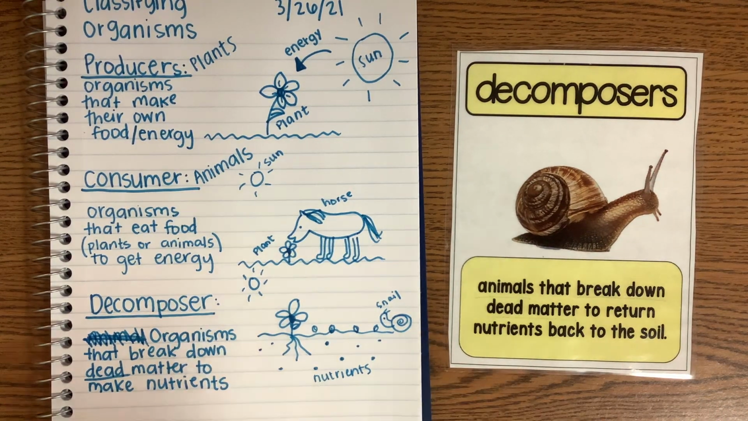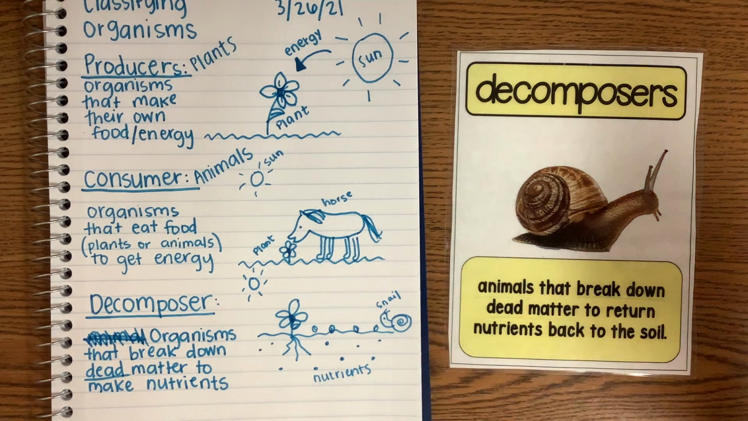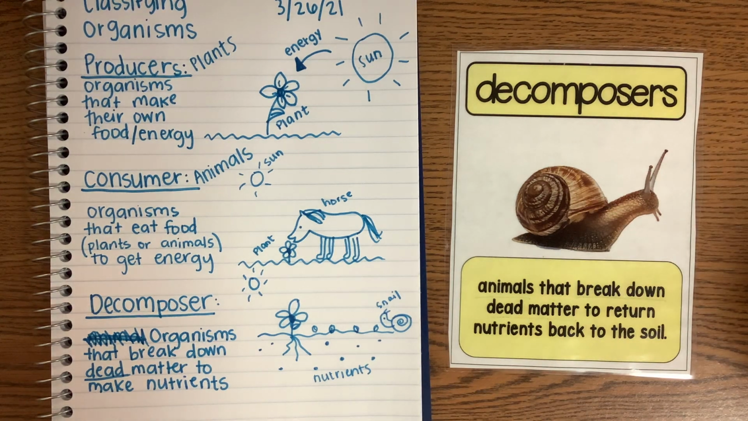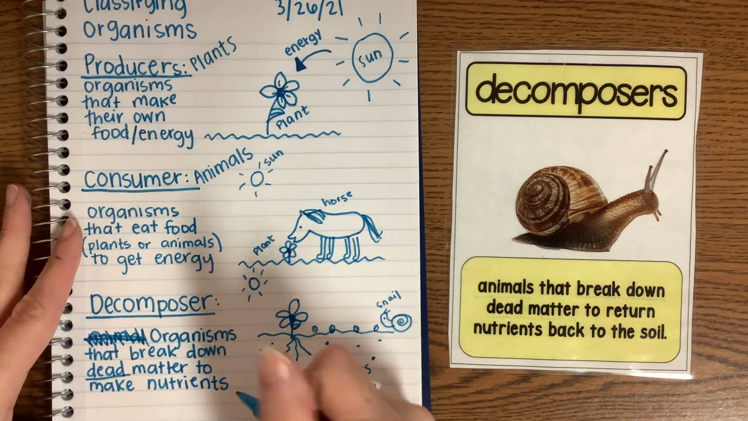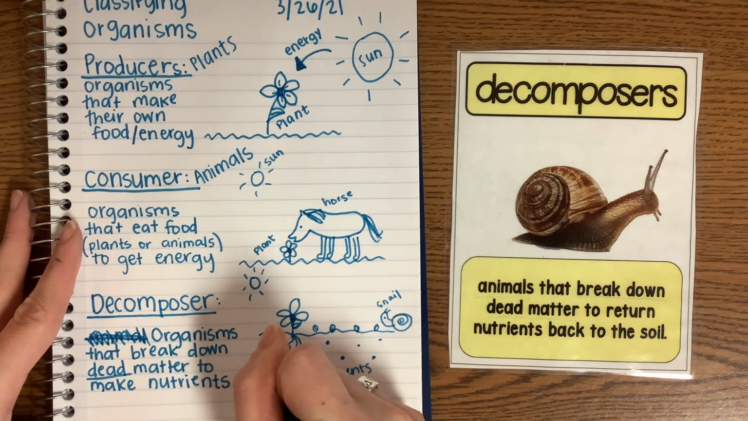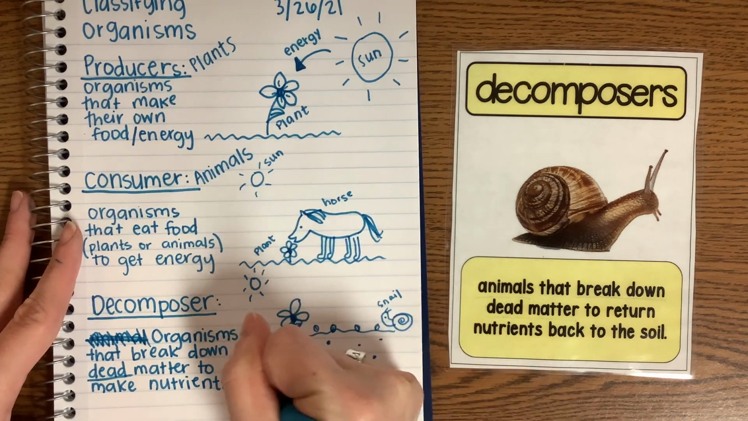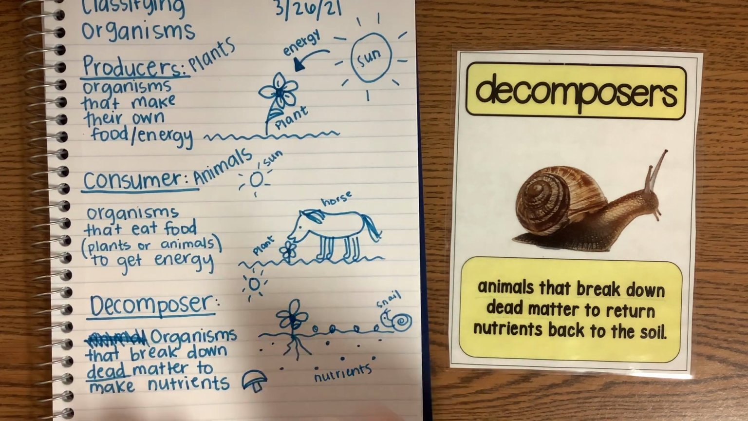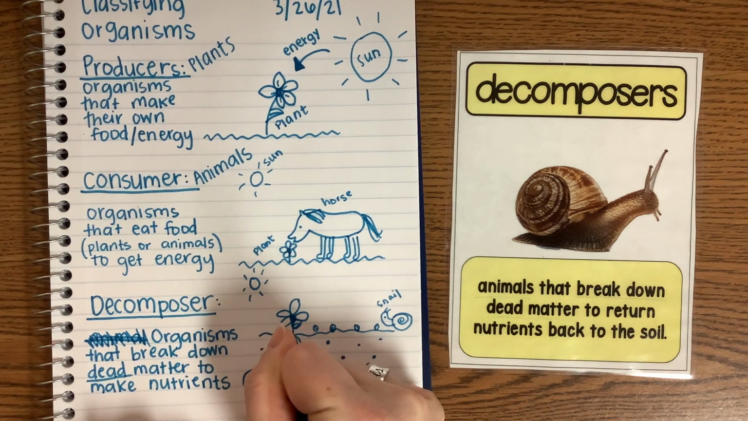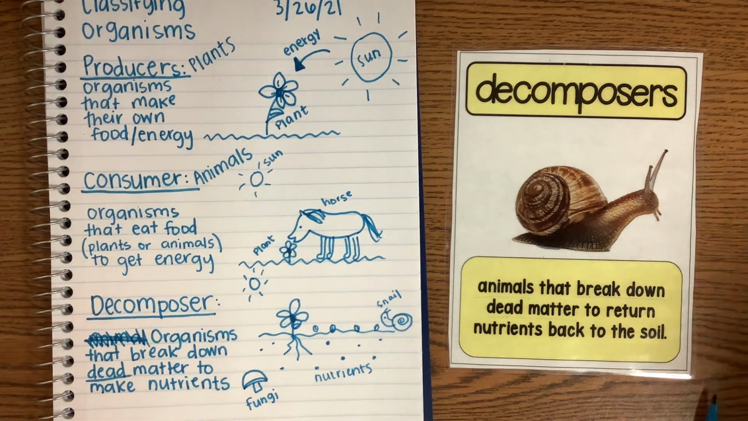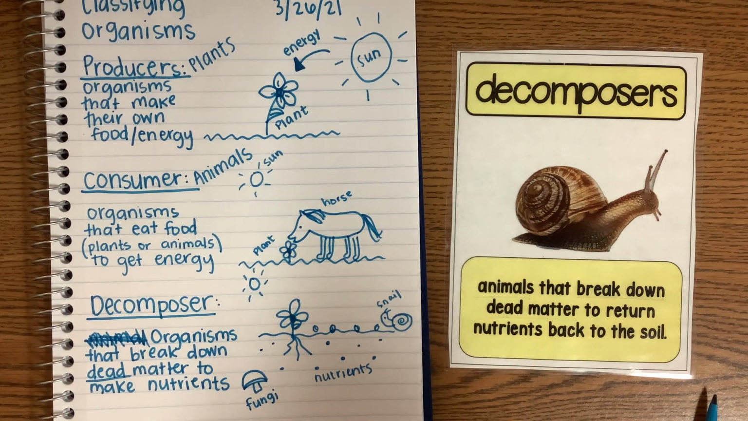There are other decomposers. Other decomposers are like worms. Insects. Fungi. So we learned that word last week a little bit. A fungi could be like a mushroom. I'm gonna draw a mushroom. Have you ever seen a mushroom? They also break down nutrients, are also decomposers.